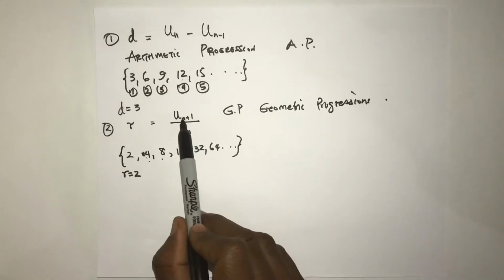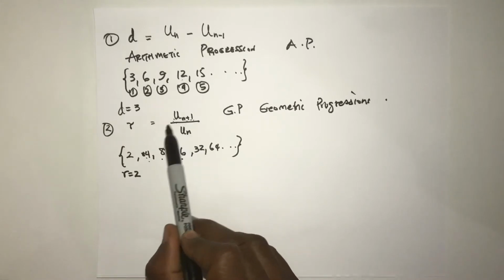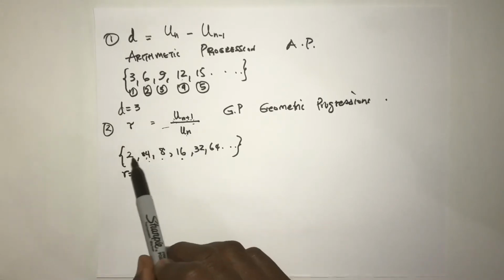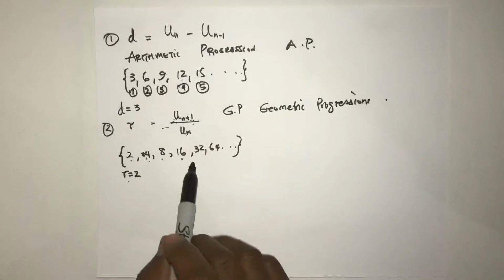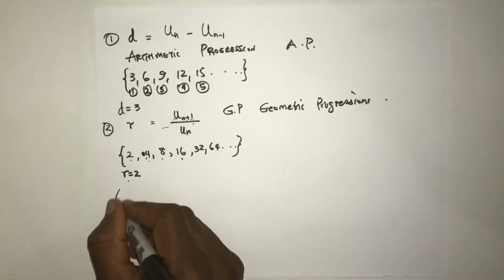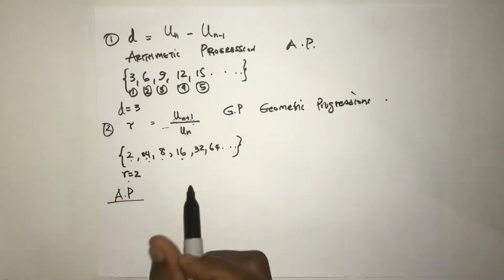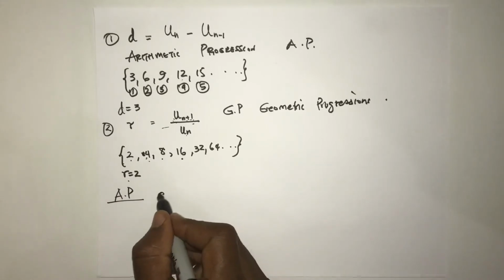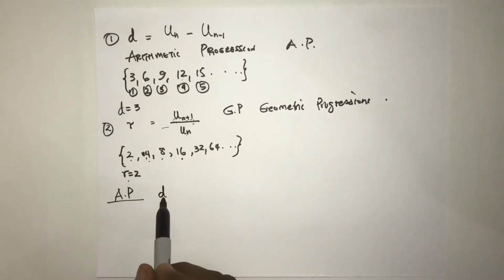If we're using the first term, that would be n equals 1, so this would be u1 plus 1, which is u2, all over u1, which is 4 divided by 2, still 2. So the common ratio should always be constant. Now, looking back at arithmetic progressions, AP, you know that the terms differ by a common difference d, right?